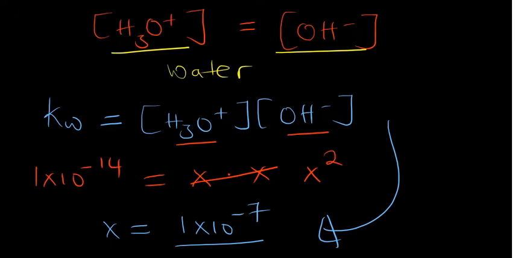The other thing that you also need to know is that the addition of pH and pOH is equal to 14 at 25 degrees Celsius.